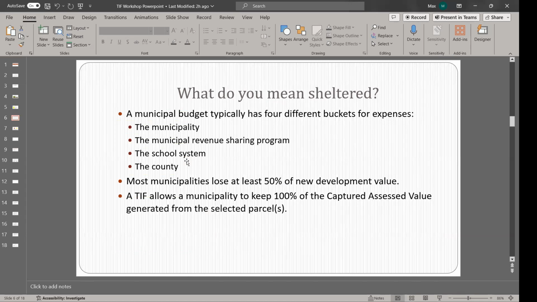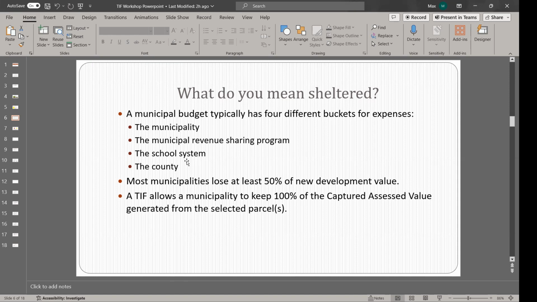Now, what do I mean by sheltered? Usually, whenever you're getting any tax revenue, it's going to go into one of 4 buckets or categories. There's the municipality, so your administrative fees, public works, emergency services, things of that nature. Then there is what you get for the municipal revenue sharing program. There's the amount that goes to the schools, and there are the county taxes.